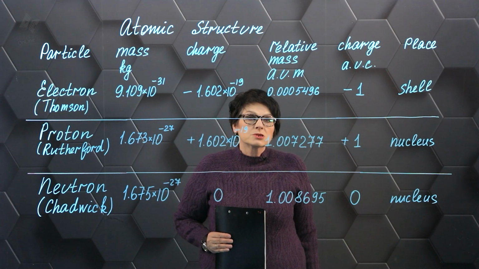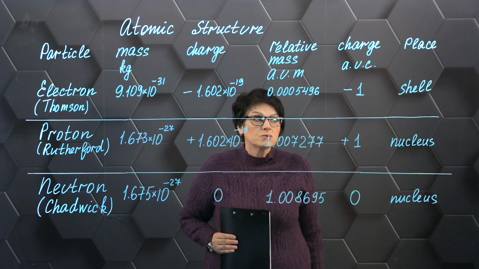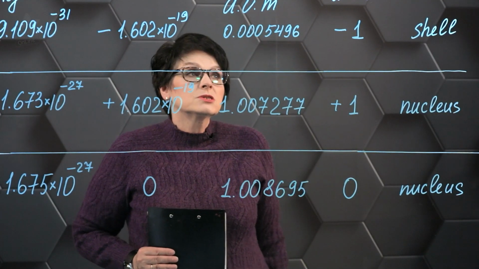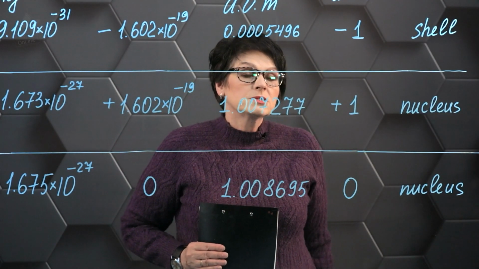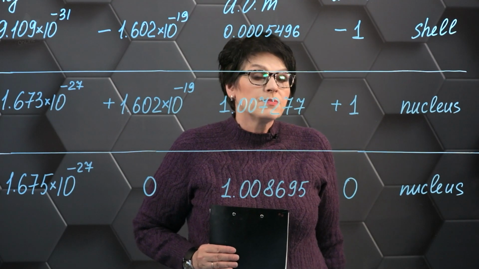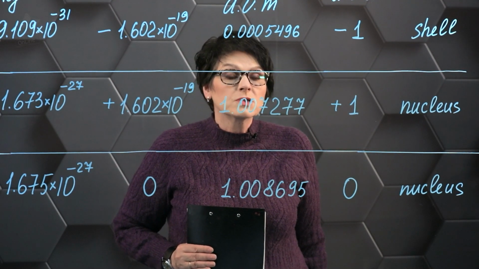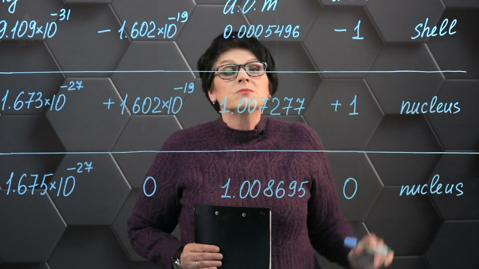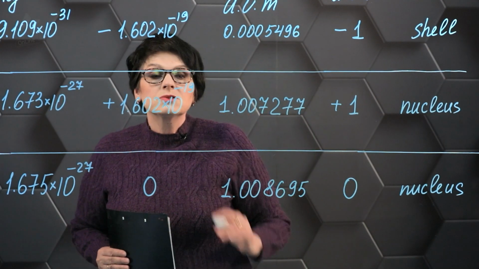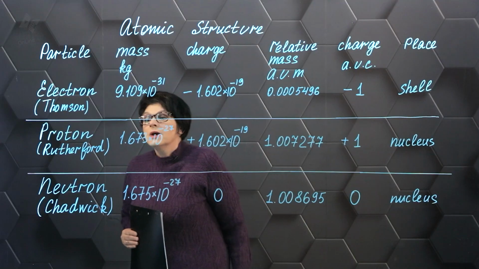The arrangement of electrons occurs in levels, and in an atom they are arranged in certain energy levels. The second particle is the proton. The proton was discovered by the English scientist Rutherford. Its mass characteristic is 1.673 times 10 minus 27.